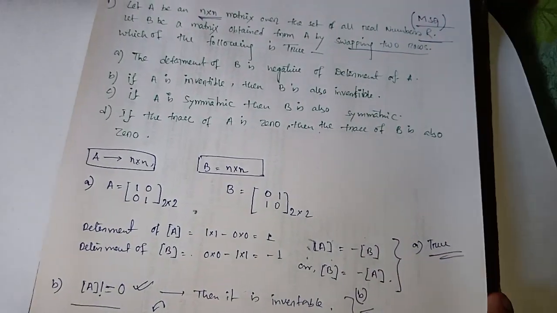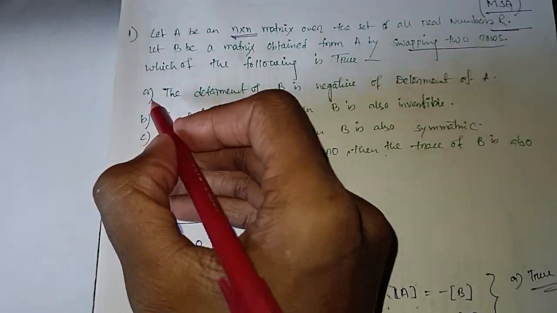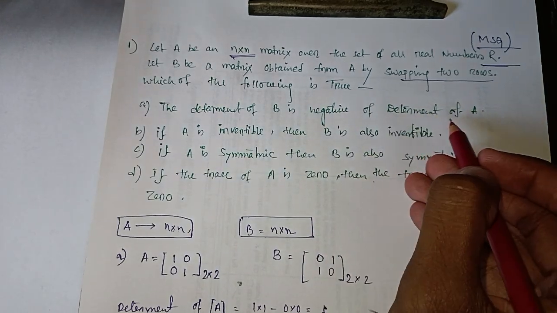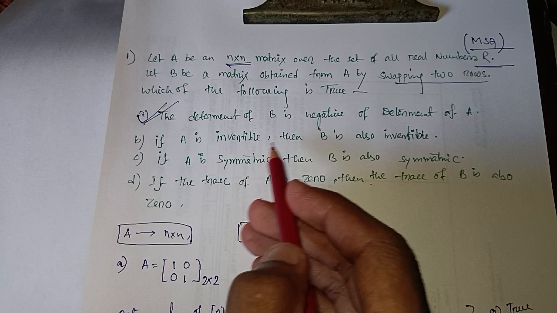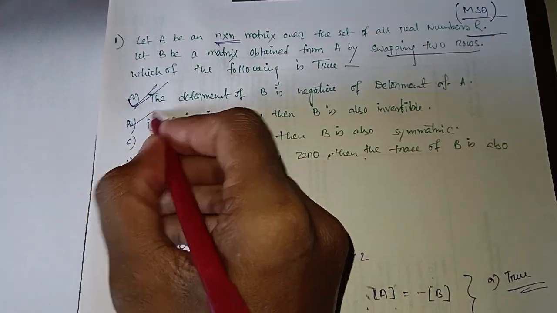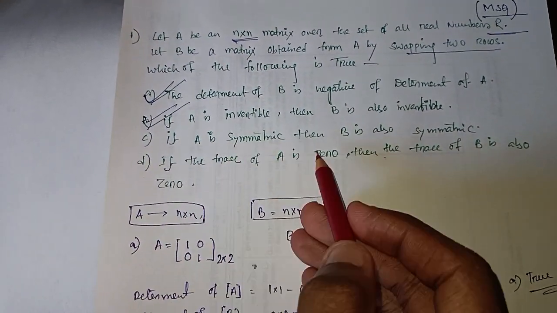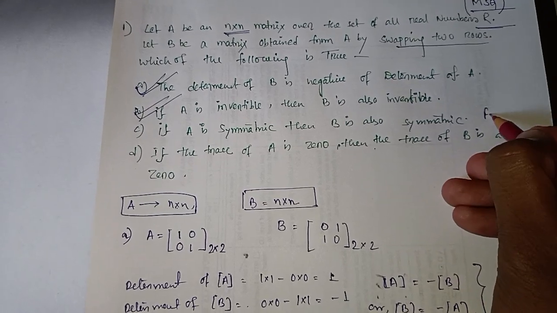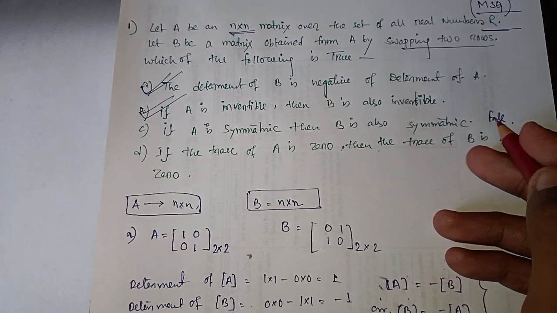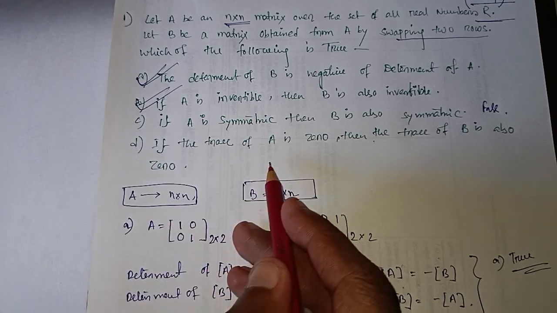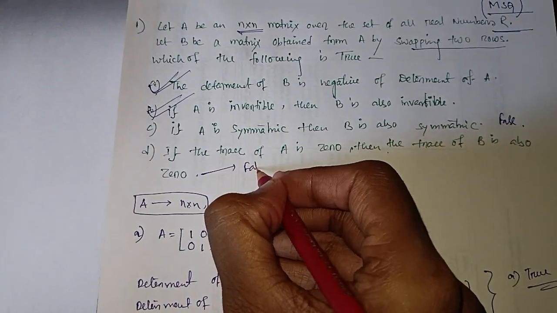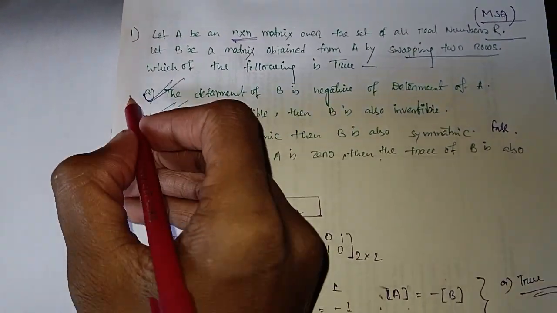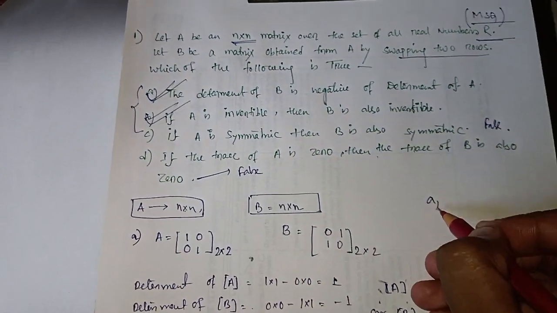So from the given question, the determinant of B is the negative of the determinant of A. This is a true statement. If A is invertible, B is also invertible. This is also a true statement. If A is symmetric, B is also symmetric. This is a false statement, as B is not necessarily symmetric. If the trace of A is 0, then the trace of B is also 0. This is not necessarily true, so it is a false statement. So the correct options of this question are A and B.